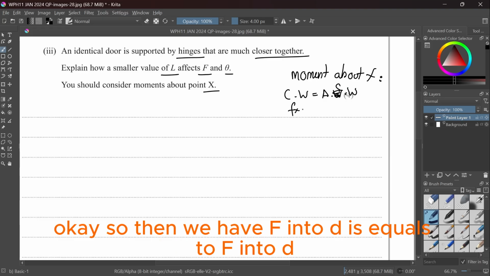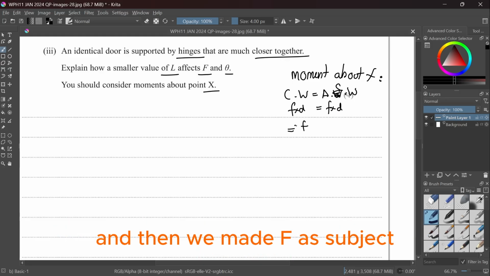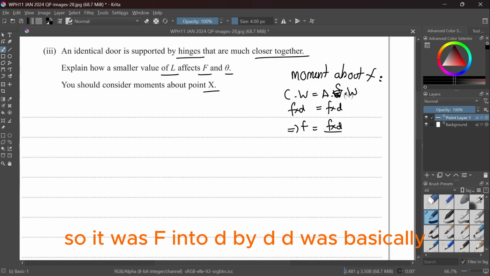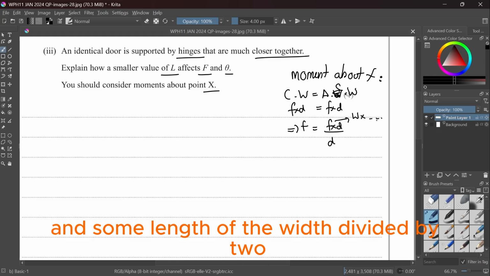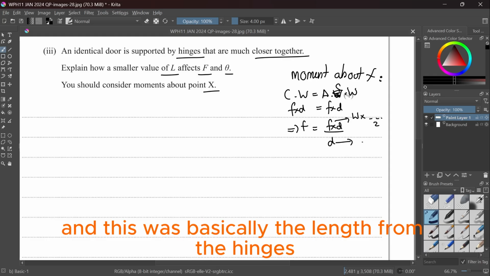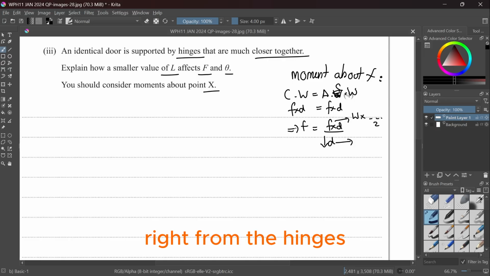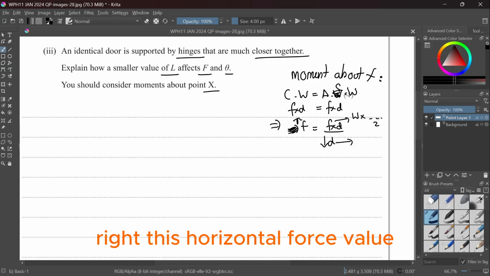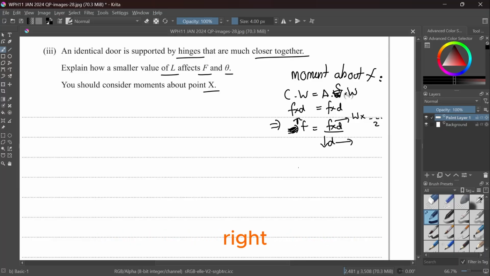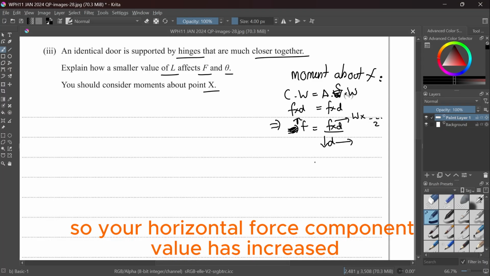So then we have F into D is equal to F into D, and then we made F the subject, so it was F into d by d. D was basically for the weight, where it had weight and some length of the width divided by 2, and this was the length between the hinges. Now this length is decreased, so the force value will increase. This horizontal force value, so your horizontal force component value has increased.